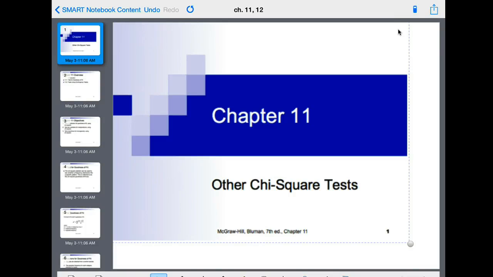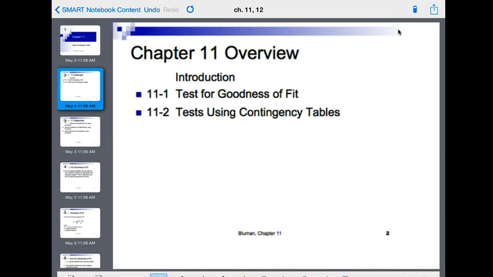This is a shorter chapter as you can see through here. Chapter 11 deals with two main topics, tests for goodness of fit and tests using contingency tables. So we're still doing hypothesis testing as we go through this.